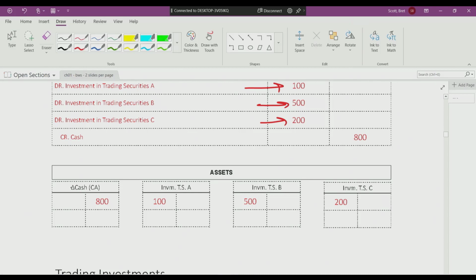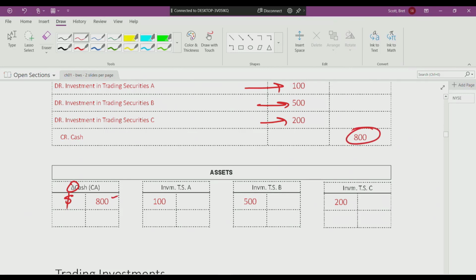Now, for cash purposes, I'm just going to focus on the change in cash. I know that cash usually has some sort of starting balance. We don't want to have a credit balance in cash, because that would imply that we overdrew on our accounts. But in this case, I'm just going to worry about the change in cash. Cash went down 800. That's where we saw that up above in the journal entry.